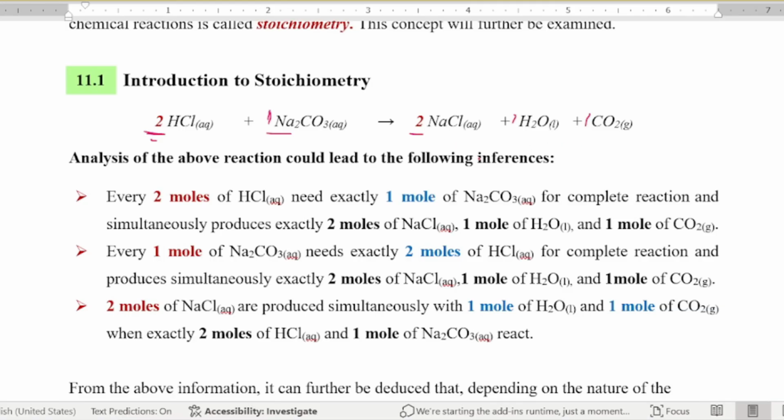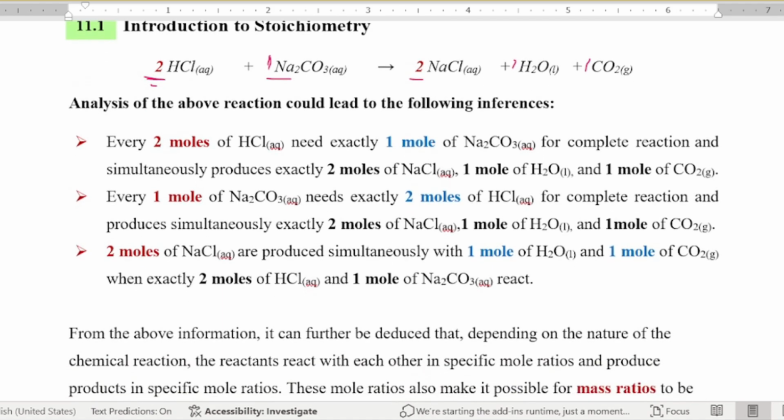From the perspective of the products now, you can say 2 moles of sodium chloride are produced simultaneously with 1 mole of water and 1 mole of carbon dioxide whenever you have 2 moles of hydrochloric acid reacting with 1 mole of sodium carbonate. So this will lay the foundation for us to see that there are ratios that exist between the products and the reactants. And we can look at it from the perspective of carbon dioxide too.